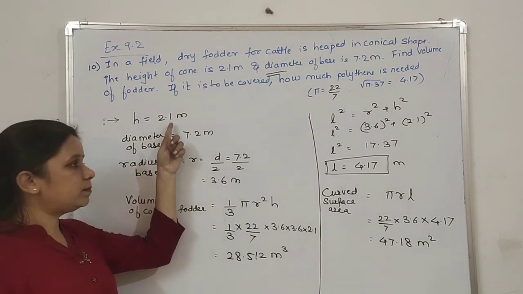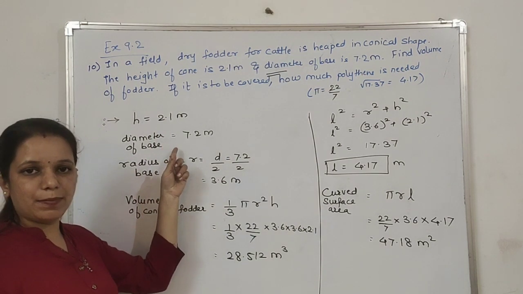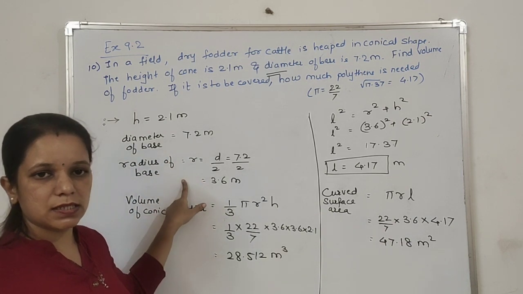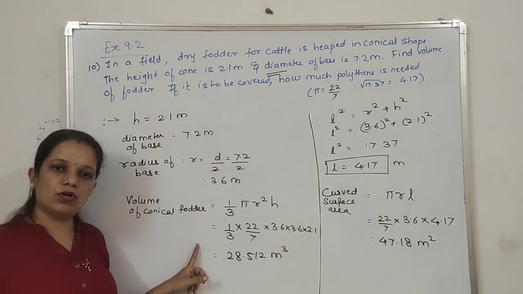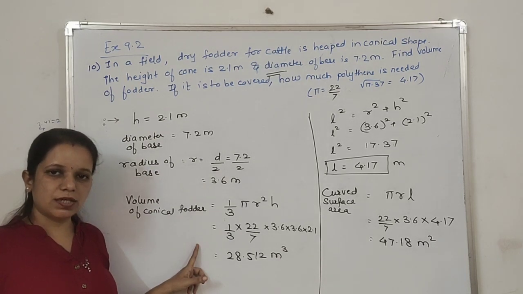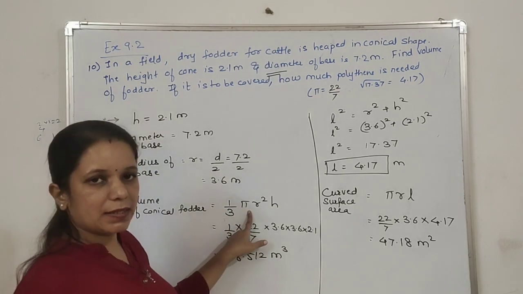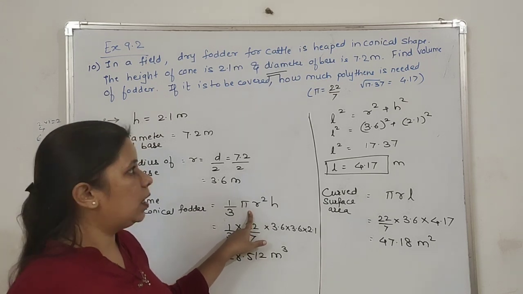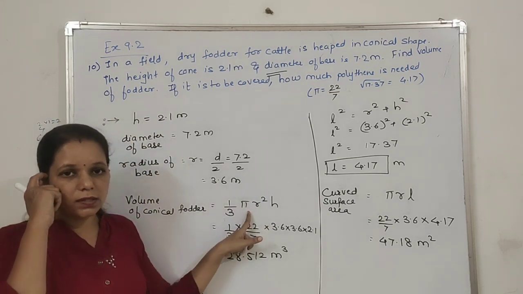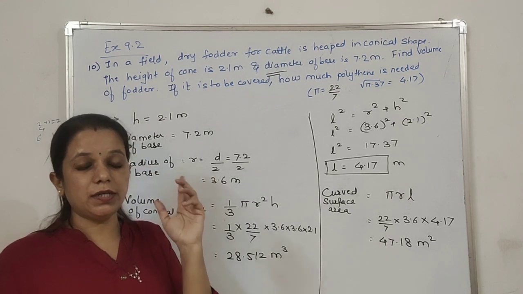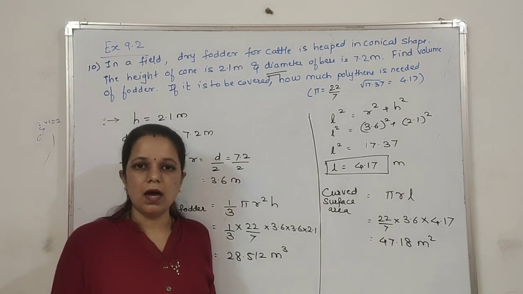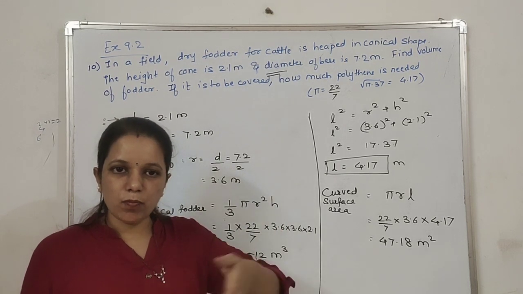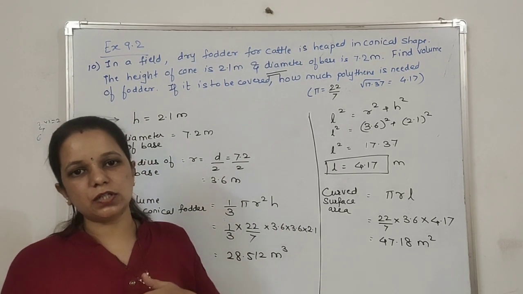Okay, we will just see what all things we have been given. Height is given to you. Diameter, from diameter we will calculate the radius. From radius, first we will calculate the volume of the cone by using the direct formula 1 by 3 pi r square h. Then to cover the fodder, we need to calculate the curved surface area and not the total surface area. Total means we will cover it from the bottom also, but from the bottom it is not needed.